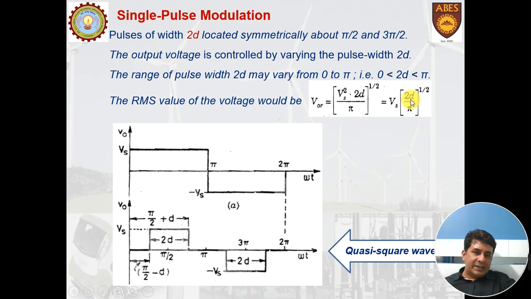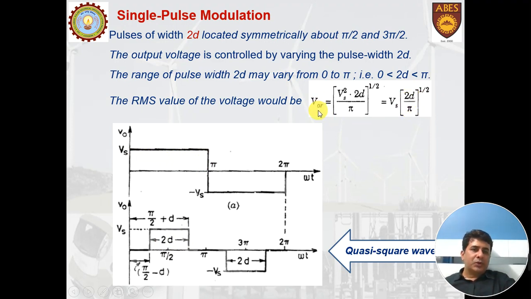Now let's consider d equal to pi. If d is equal to pi, what will happen? It is 2 pi upon pi, so the output is Vs root 2. Sorry, 2d upon pi: if we keep this 2d as 2 pi, it will be 2 pi upon pi, which is 2, and Vs root 2 will be the value of V naught R.